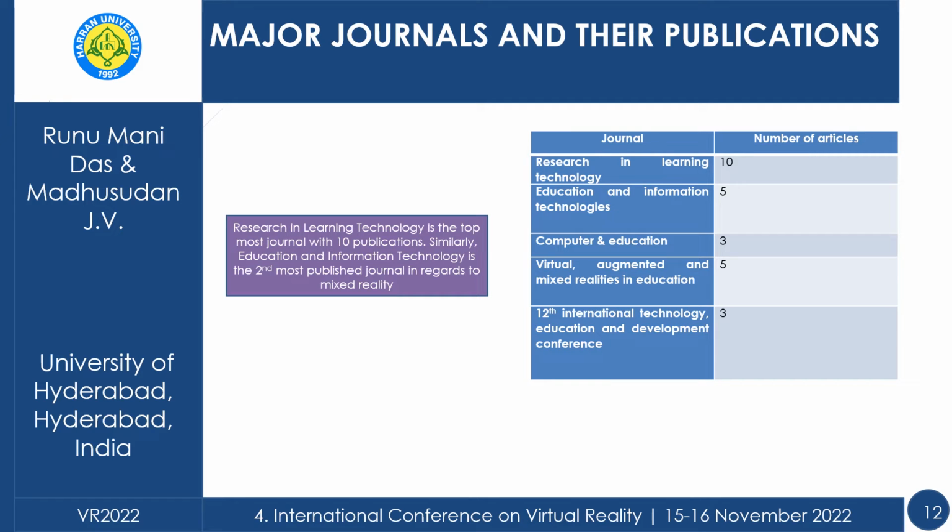In major journals and their publications, we can see in the table that journals and number of articles are shown, where Research in Learning Technology is the topmost journal with 10 publications. Similarly, Education and Information Technology is the second most published journal in regards to mixed reality.